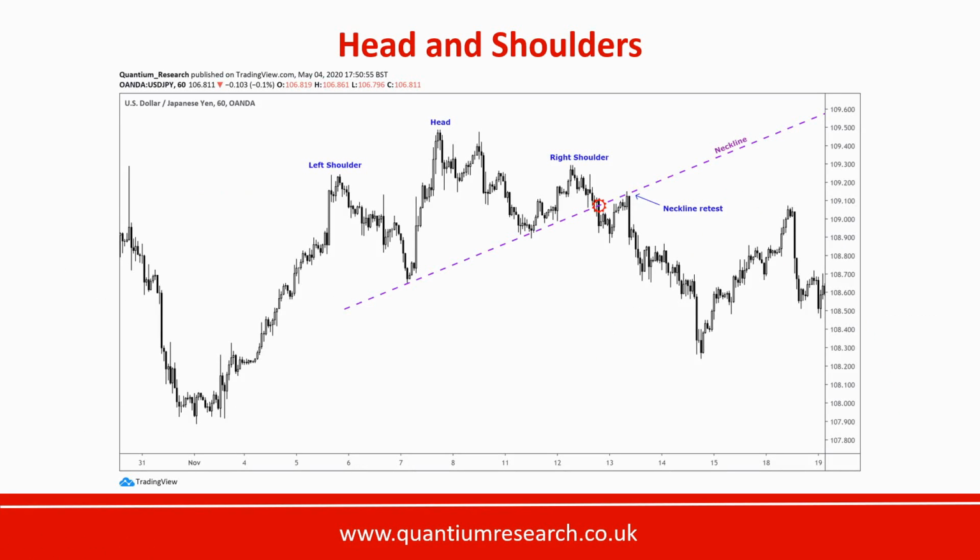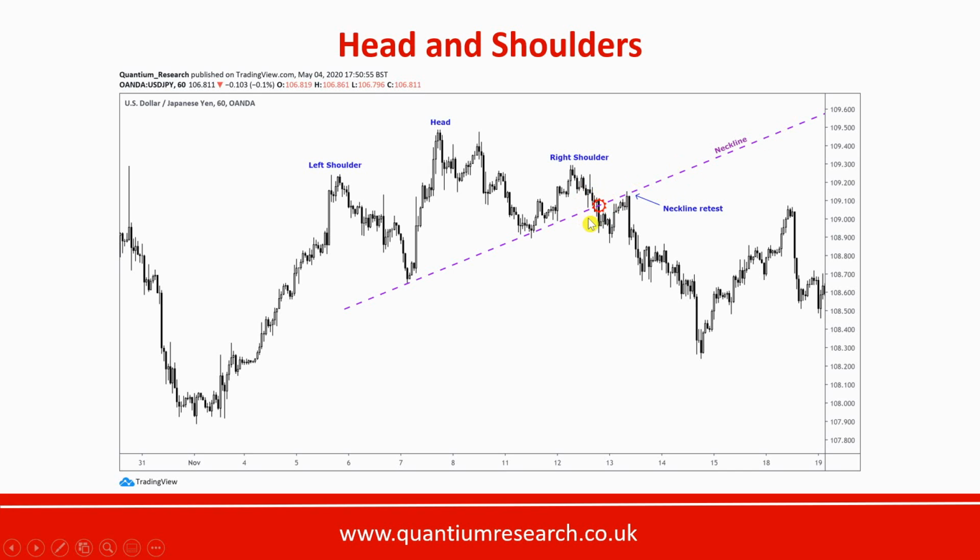Okay, so here's an example of a head and shoulders reversal in the US dollar Japanese yen foreign exchange pair, as shown here in an hourly chart. Now, after the right shoulder, we can see that the market breaks below the neckline, as shown by this red circle. You can see there's a neckline there by the dashed purple line. But that red circle shows that point where the neckline fails to hold support.